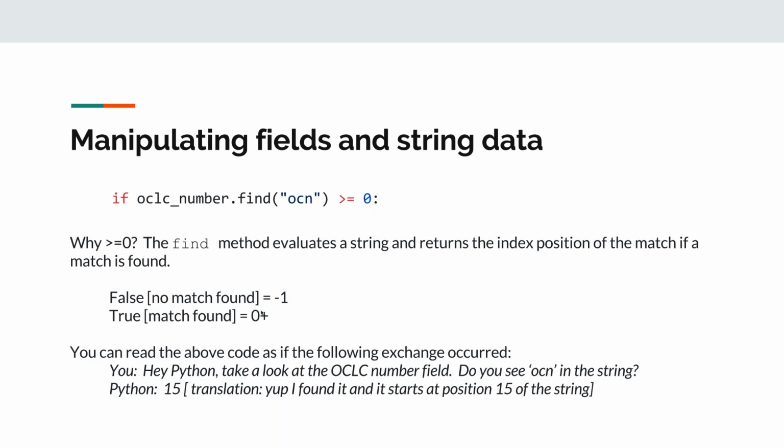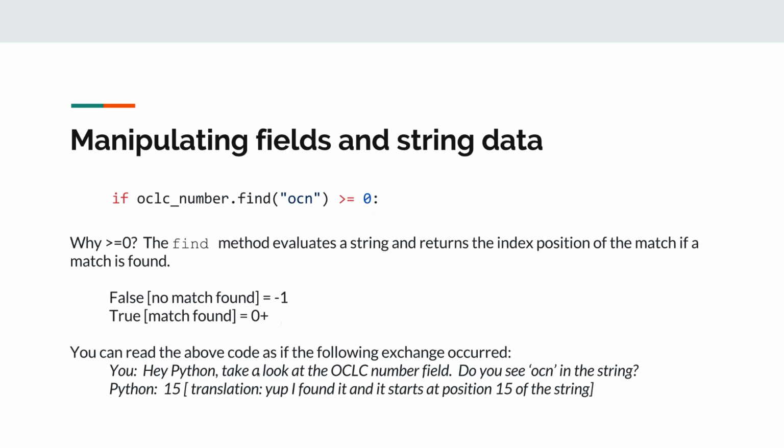So why 0? Python, like many programming languages, is 0-based, meaning that when you're looking at, let's say, an OCLC number, a string of text, the very first character in that string is the 0 character. So let's say it starts with a parentheses. That open parentheses is the 0 character. So if our statement finds OCN, and OCN starts at the very beginning of the 035 field, as we might expect, what this statement's going to come back to us with is 0, because it found OCN, and OCN was at the beginning of the string.